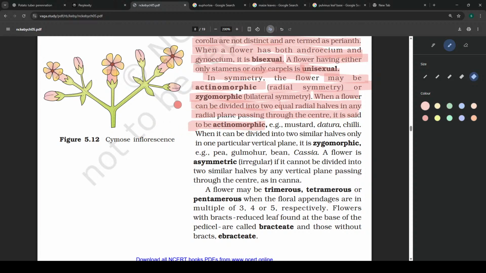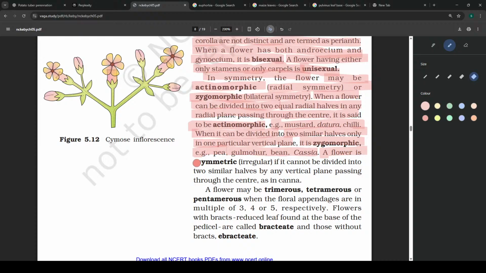When a flower can be divided into equal halves through any cut passing through the center, it is called an actinomorphic flower. Examples are mustard, datura, and chili. When it can be divided into two similar halves only in one particular vertical plane, it is called a zygomorphic flower. Examples: pea, gulmohar, bean, and cassia.